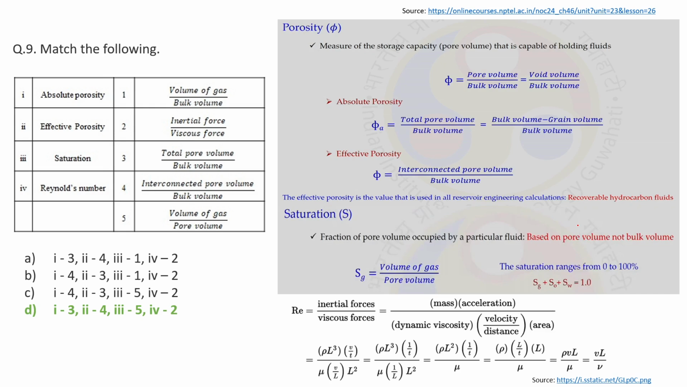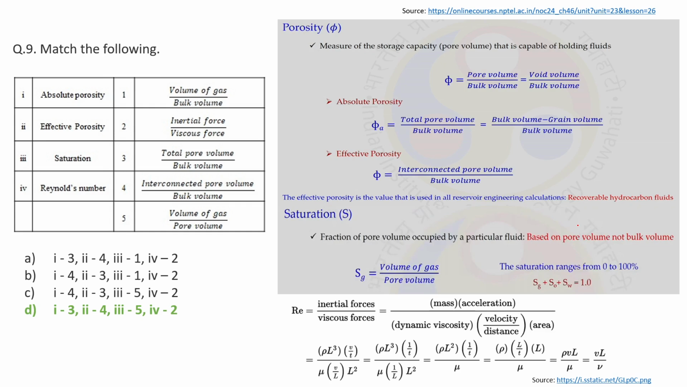So first thing is porosity. There are two types of porosity, absolute porosity and effective porosity. When we defined porosity, we talked about it being the pore volume divided by the bulk volume, or the void volume divided by bulk volume. This is the same thing as absolute porosity. So absolute porosity is also equal to the total pore volume divided by the bulk volume. But effective porosity is equal to the interconnected pore volume divided by bulk volume.